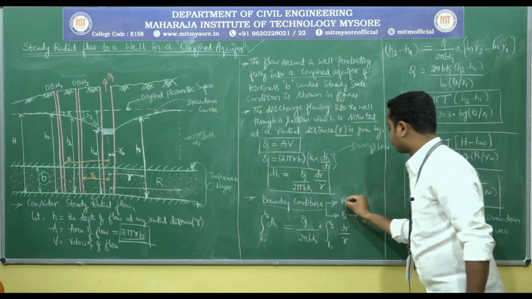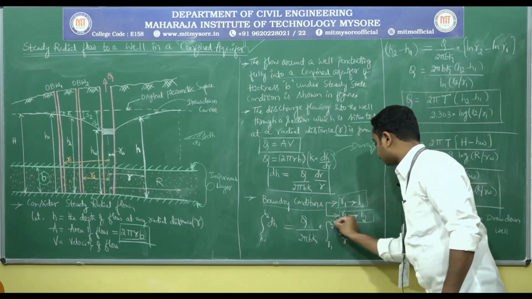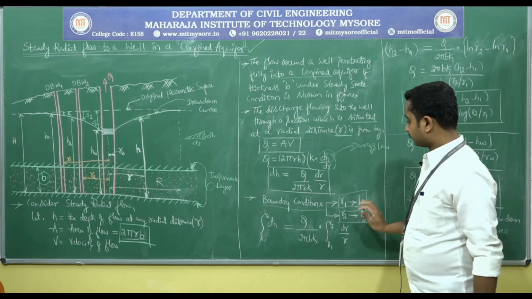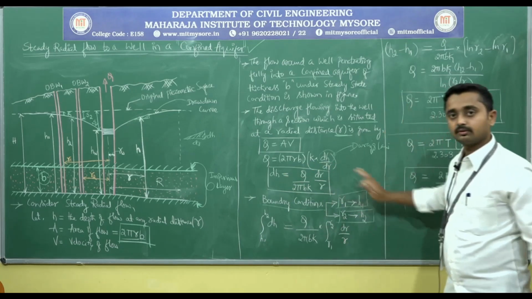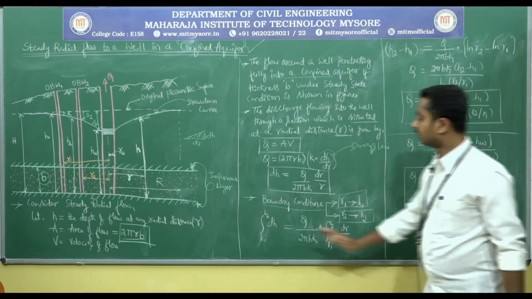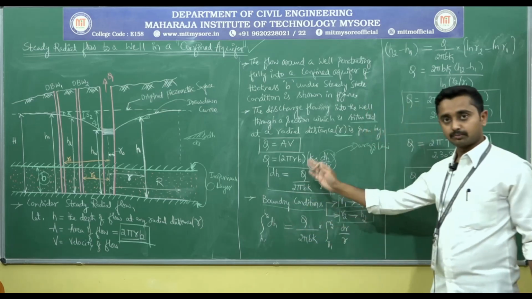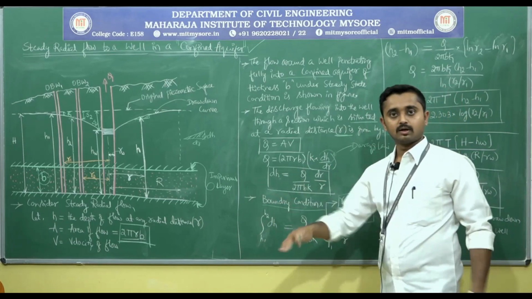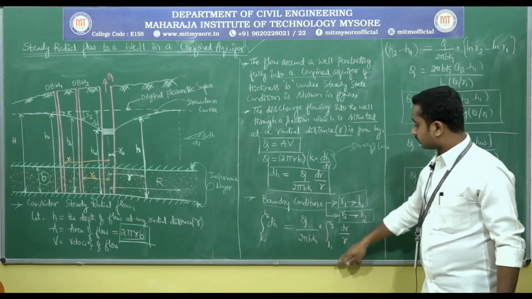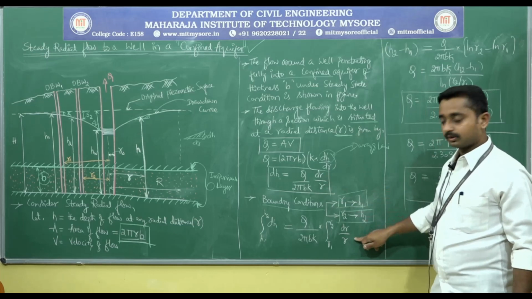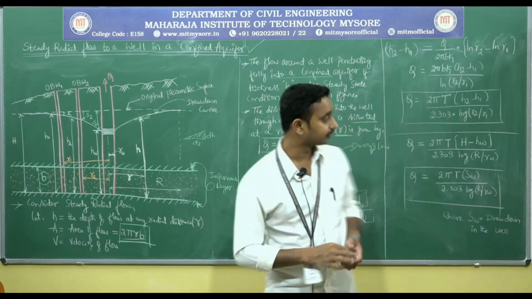At radial distance r1, depth of flow is h1. At radial distance r2, the depth of flow is h2. Substitute and integrate this equation between these boundary conditions. Integration of dH between limits h1 to h2 equals Q divided by 2 pi bk, the constant treated outside, times the integration of dr by r between limits r1 to r2. Now, very simple integration.